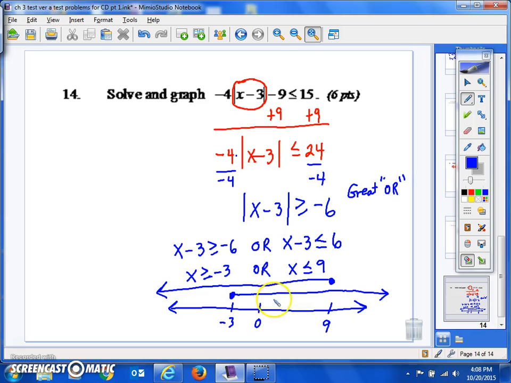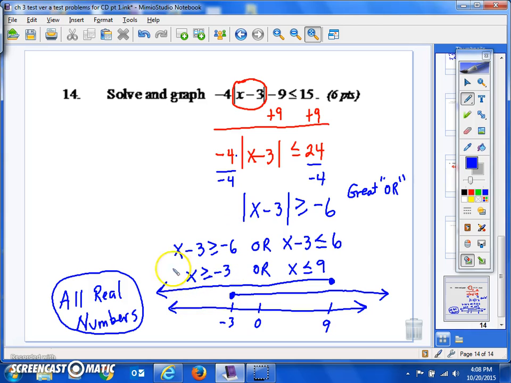Well, if you take both of those together and combine them, you're talking about every single number there is. And so to finish this off, we would say that our solution is any number, as long as it's real, will be a solution. All right, so those are the problems on the Chapter 3 Version A test, and I hope this helps.